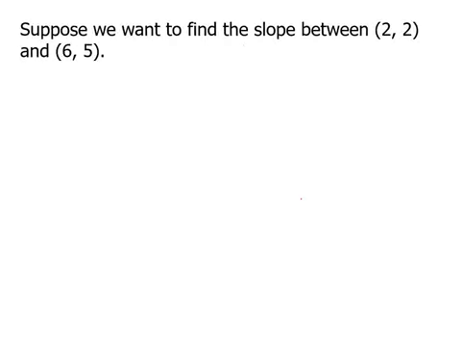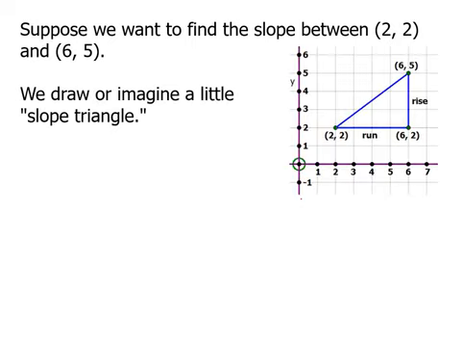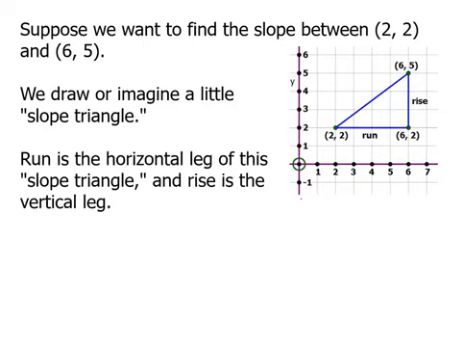For example, suppose we want to find the slope between (2, 2) and (6, 5). We draw or imagine a little slope triangle. And again, you might be able to just visualize this, but even if you can't, you can sketch this on the scrap paper. It just has to be a rough sketch. And so now we have a slope triangle. And of course, as always, the horizontal leg is the run, the vertical leg is the rise. And we see, of course, this is a line that's going to have a positive slope. It has a positive rise. So again, the run is the horizontal leg, the rise is the vertical leg, slope is rise over run.